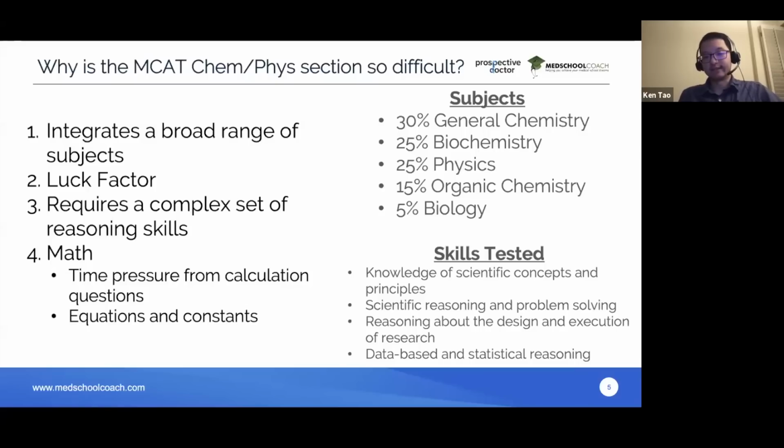And related to this, of course, is the memorization aspect. Sometimes the MCAT is nice and it'll give you the equations and constants that you're supposed to have memorized for the exam, but sometimes you're going to be expected to have those equations and constants memorized. So all of these reasons can make the Chem Phys section difficult.